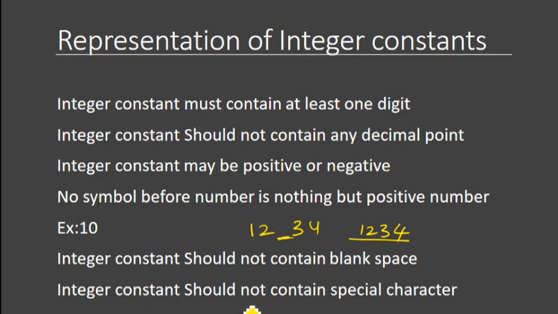An integer constant should not contain special characters. For example, I should not write $69. So a number should not start with the dollar sign, right? If the dollar is there, we cannot consider it as a number.